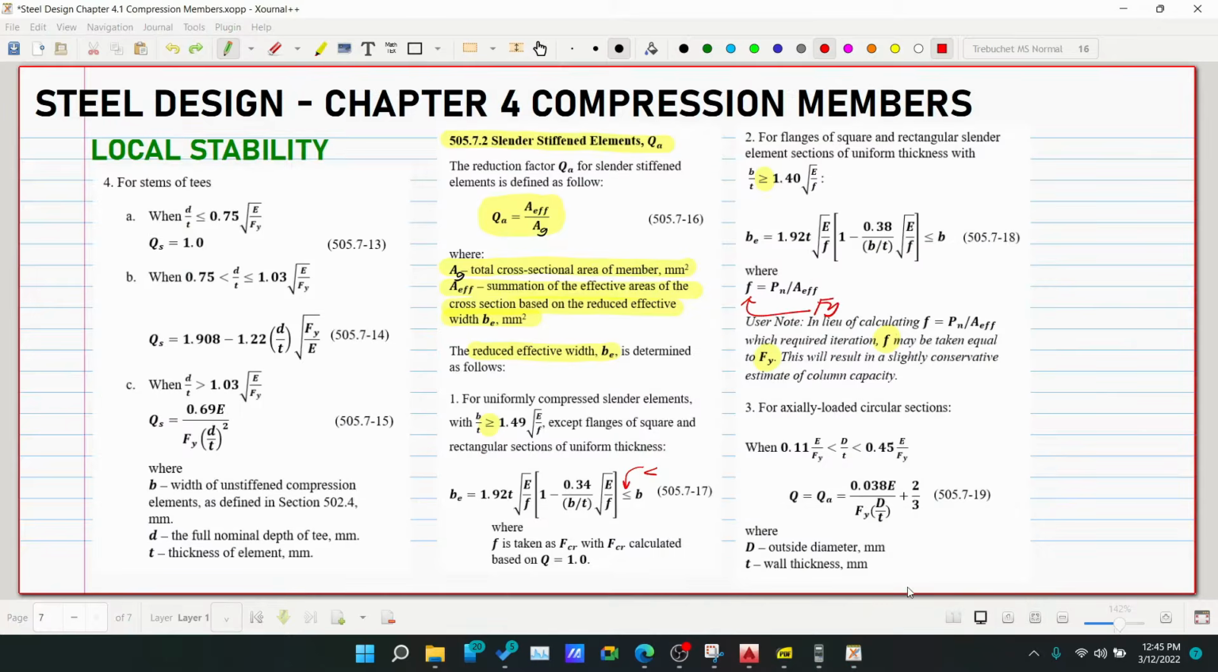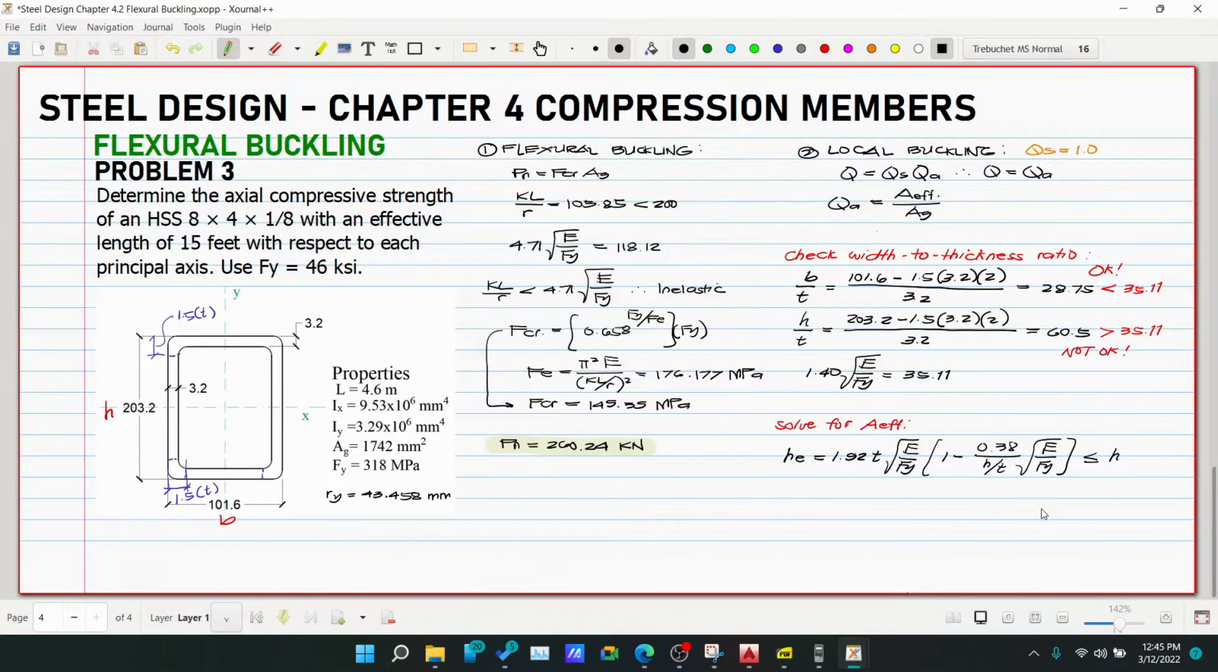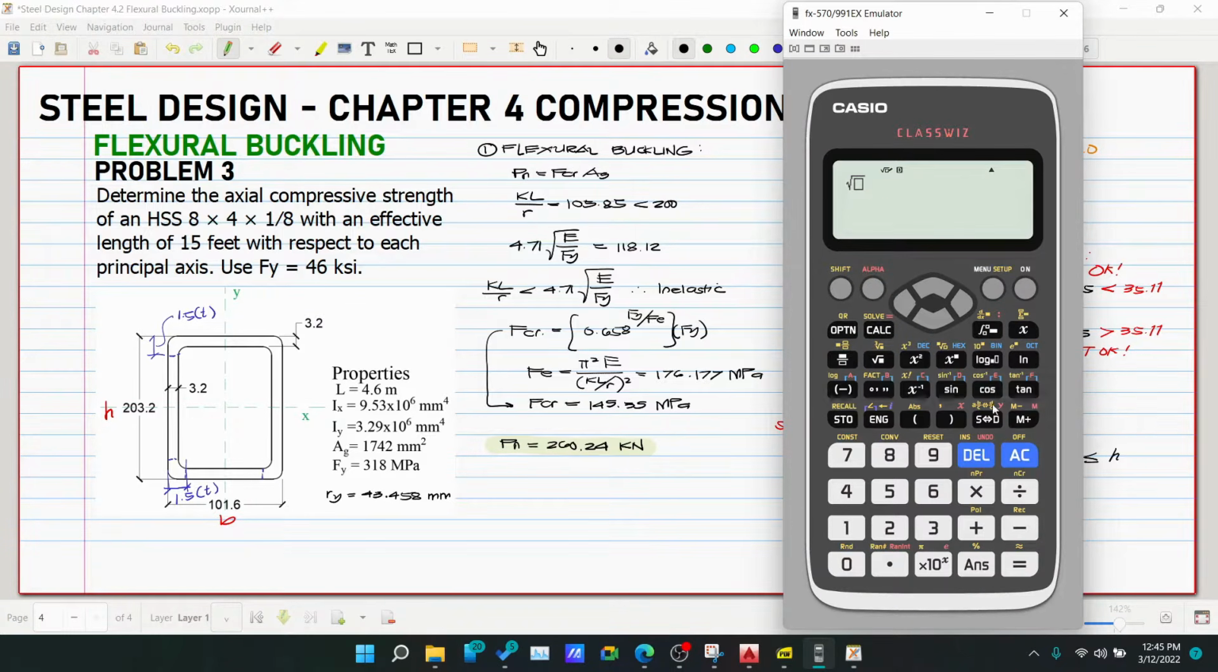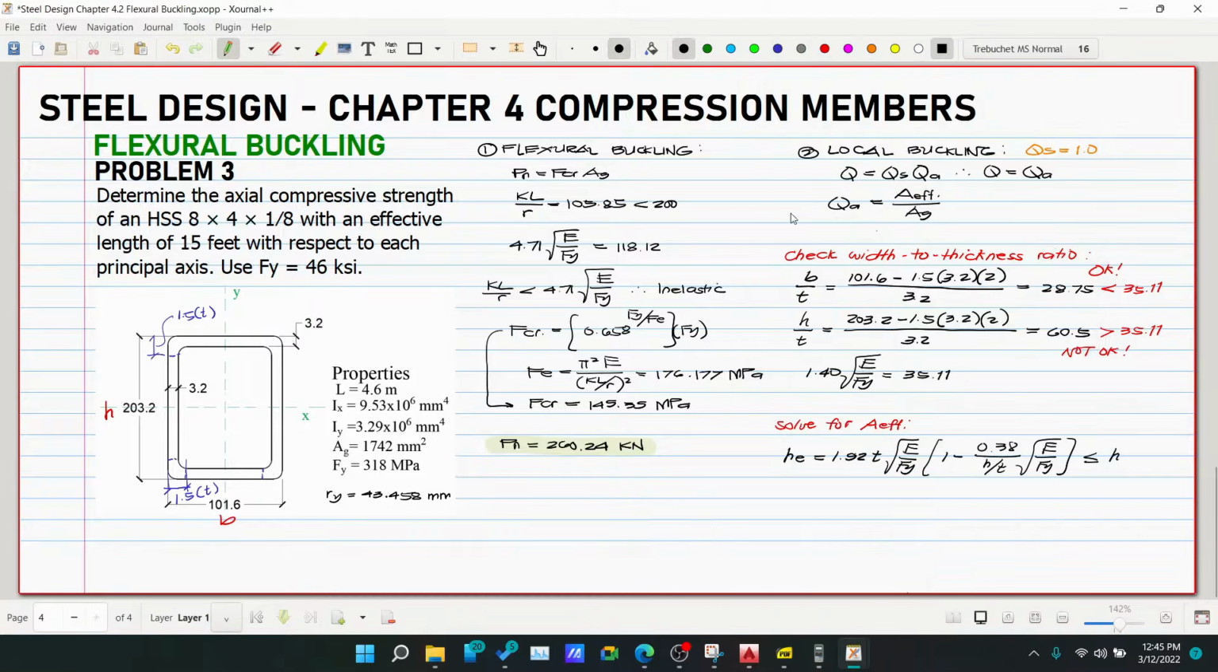Yan, yun yung nakalagay sa code. Okay? So meron thickness, yung E over square root of Fy, solve na lang natin. Okay, so tanggal natin itong 1.4, then store natin sa A. So ito, nakastore na siya sa A. Alpha A. Okay, so solve natin yung HE natin.